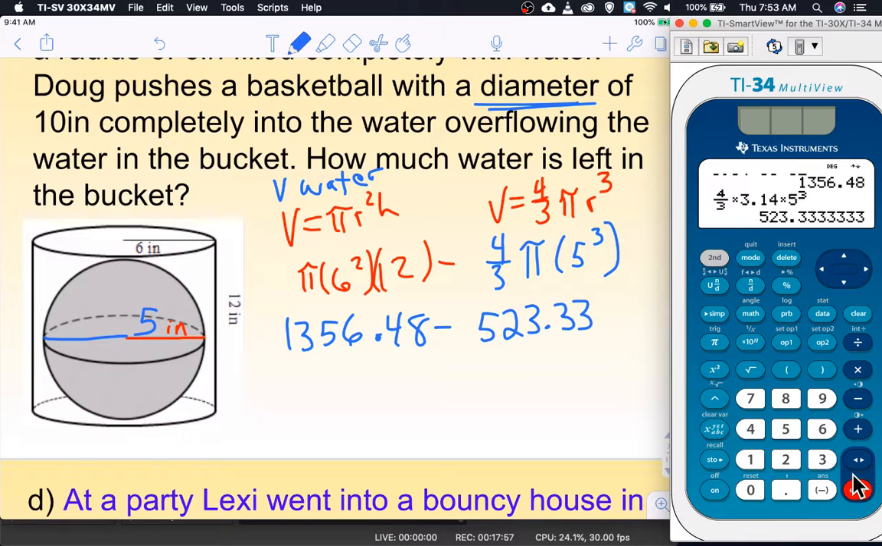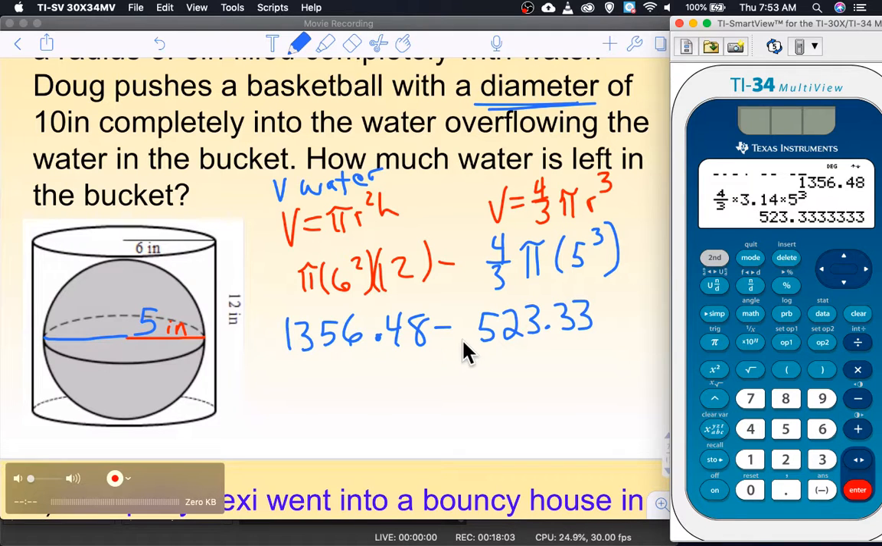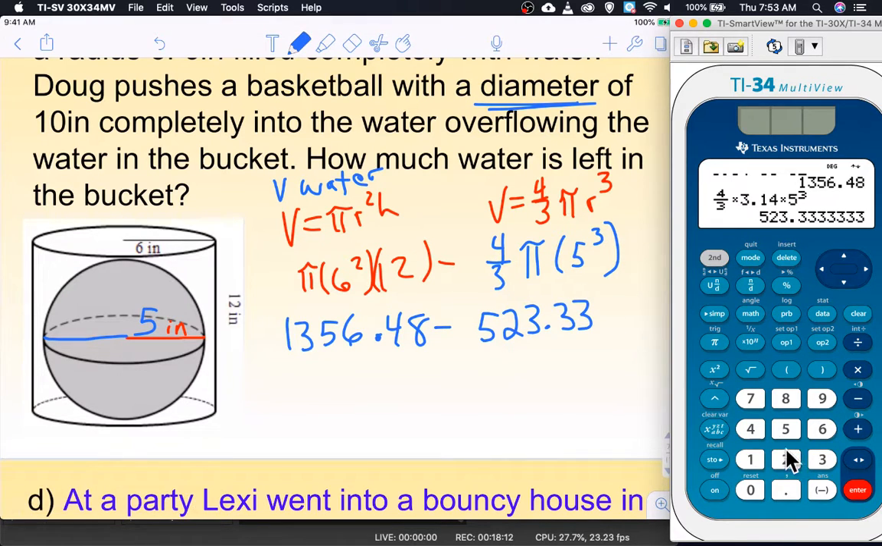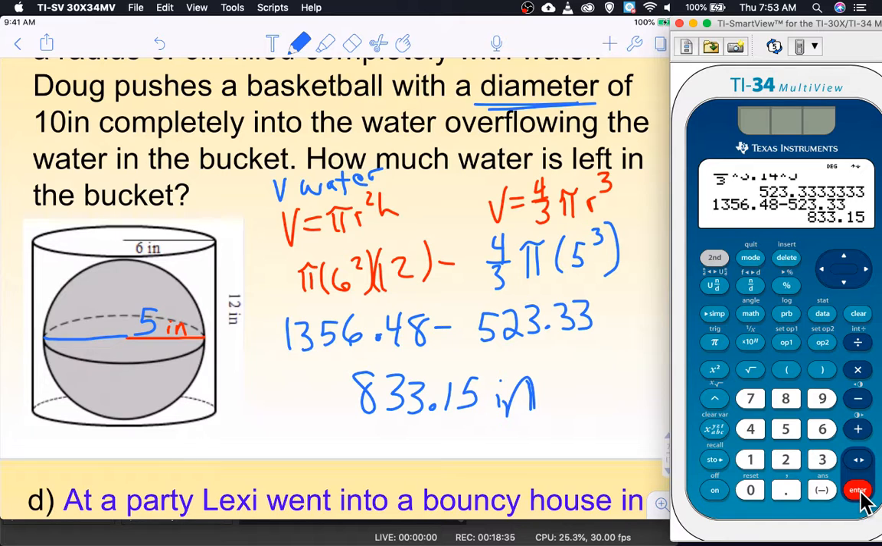I'm still keeping my rounding to the nearest hundredth thing going. And then finally, I would subtract these two values. The volume of the bucket minus the basketball is just how much water is left inside. So 1356.48 minus 523.33 is 833.15. And since we're talking about a volume, our unit would be inches cubed. That's the volume of the water.